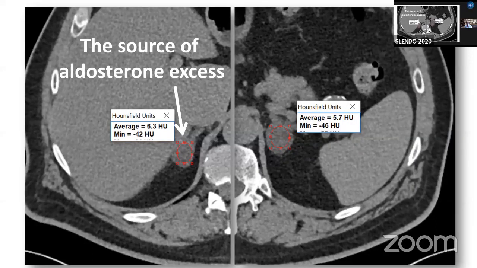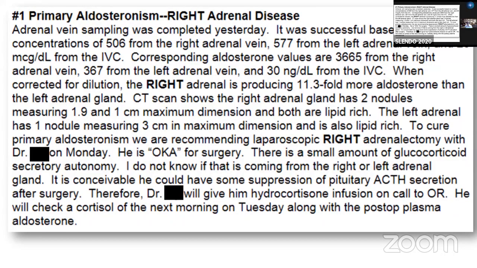So the question is, what do you do? So I walked through the adrenal vein sampling with the patient. I documented my note. I said, when corrected for dilution, the right adrenal is producing 11.3 fold more aldo than the left. On that CT, there were actually two nodules in that right adrenal gland. I showed you the bigger one. And that nodule on the left is 3 centimeters. To cure PA, we're recommending laparoscopic right adrenalectomy.